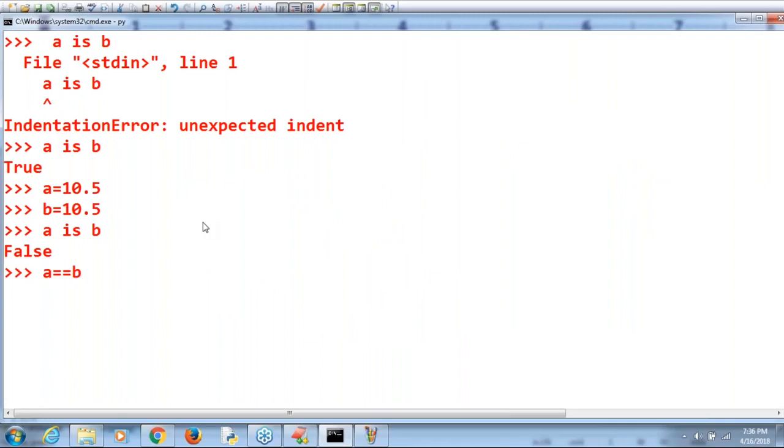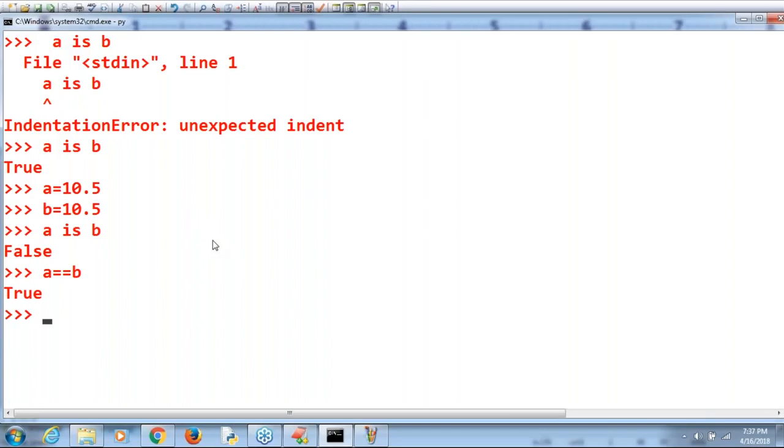Now I have a very dangerous point. A is equal to equal to B. Can you please tell what the answer is now? Remember, the double equal operator is always meant for content comparison. The is operator is always meant for reference comparison. Sir, A's content is 10.5, B's content is also 10.5. Content comparison, so true itself is the answer.